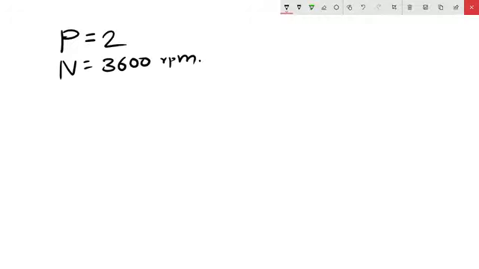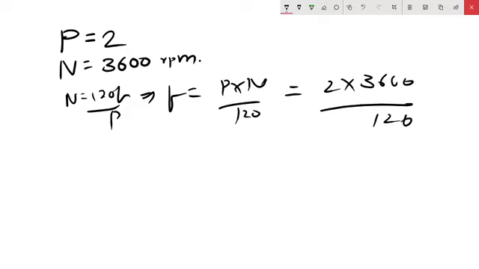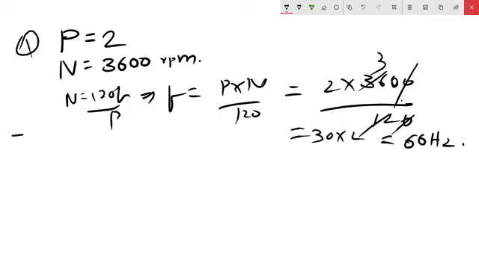Okay, so from here we will take the frequency value. N is equal to 120 F by P, whereas F is equal to P into N by 120. P is 2 into 3600 by 120. If you cut like this, 12 3 times 13 into 2 is equal to 60 Hertz will be the frequency. This is the first part we already solved. Now we will solve the second part of this question.